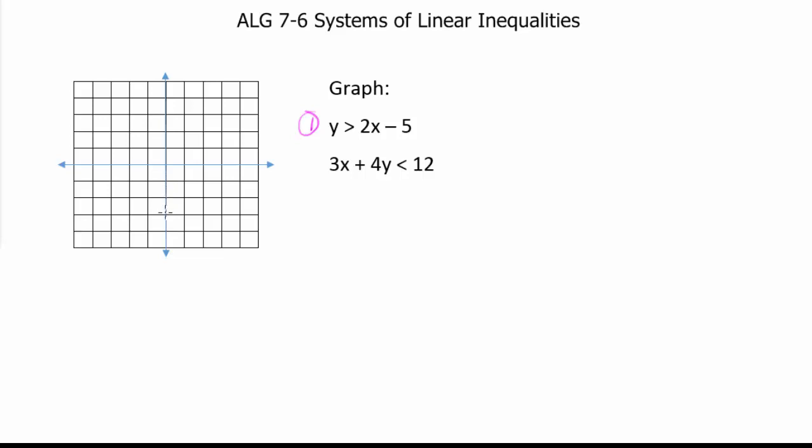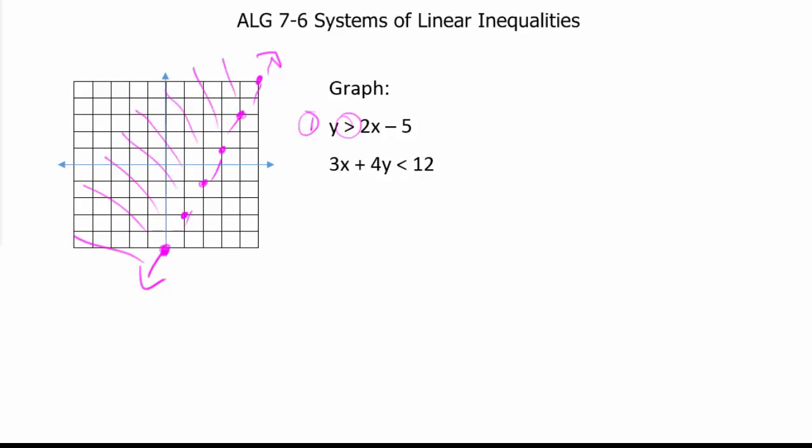So 1, 2, 3, 4, put a point at -5. We're going to go up 2, over 1, up 2, over 1, up 2, over 1, up 2. On these, you pretty much have to use the whole graph. And since it's greater than, then it's a dashed line. Okay? And since it's y is greater than, it's going to be shaded towards the top.